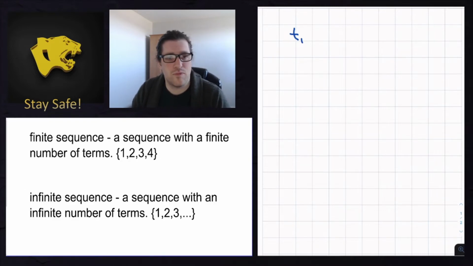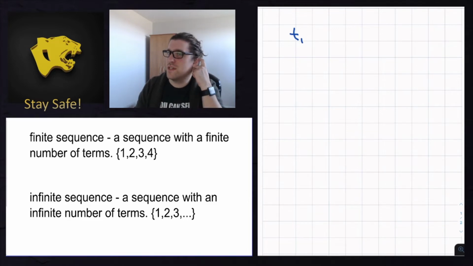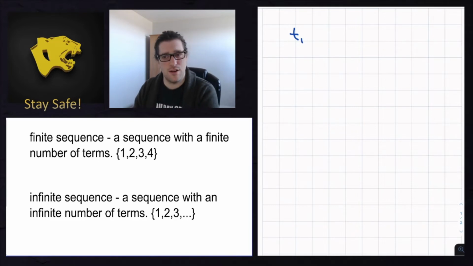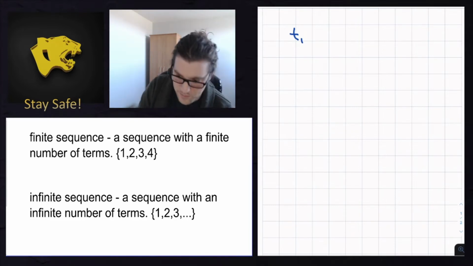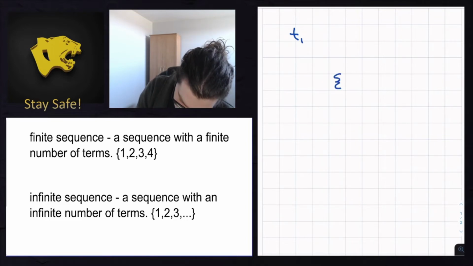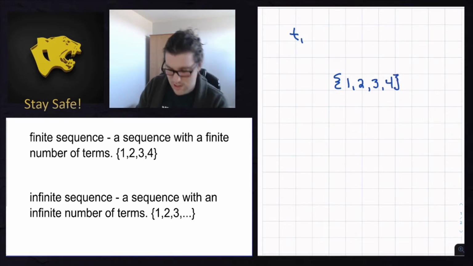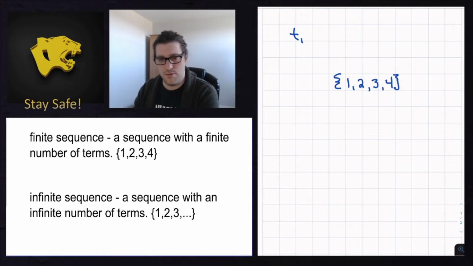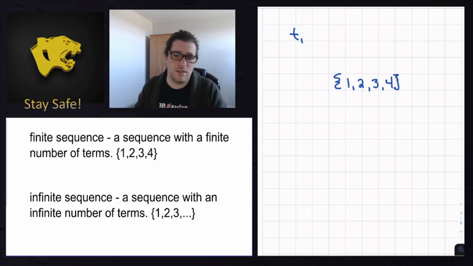All right, now a finite sequence is one that has a certain particular number of terms to it. In the one that I have written up there, I have it written in set notation, or set builder notation. This one just says we have a set, and we have the element 1, and the element 2, and the element 3, and the element 4. That's term 1 is 1, term 2 is 2, term 3 is 3, term 4 is 4. That's a finite sequence. It's done.